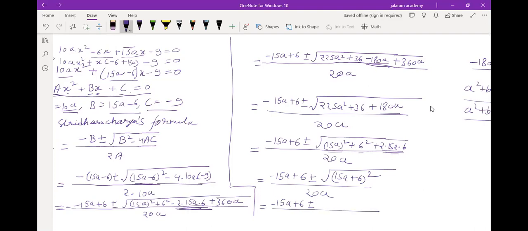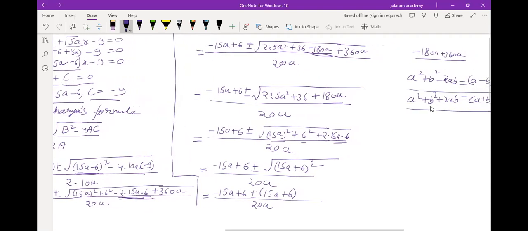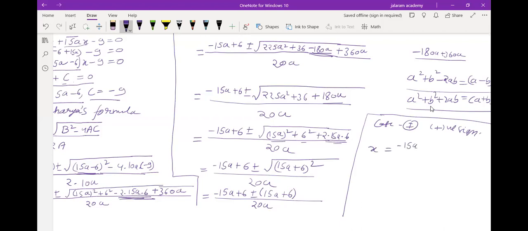plus minus 15a plus 6. Is there anything wrong in this line? Sir, we must apply brackets. Very good. So we have to apply brackets also, otherwise it can go wrong in the next step. So in the first case, when we take the positive sign, x equals minus 15a plus 6 plus 15a plus 6 over 20a. That is, minus 15a and 15a cancel out.